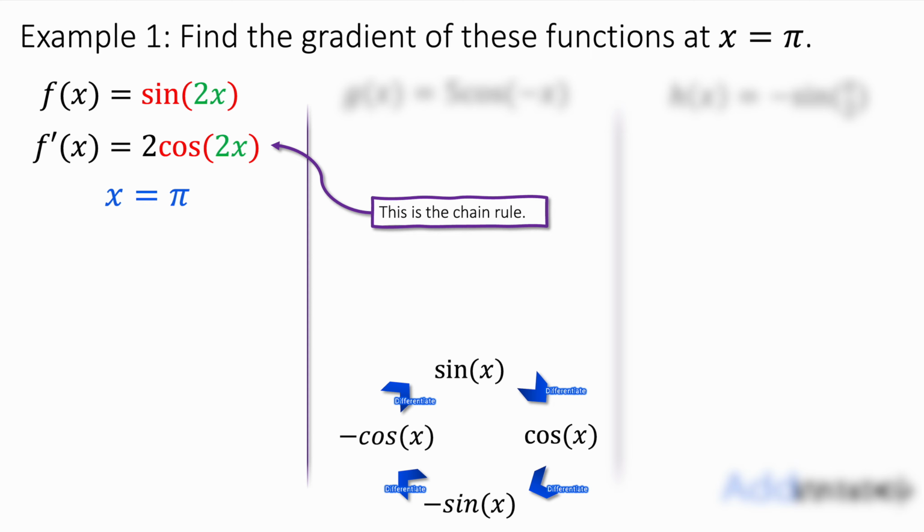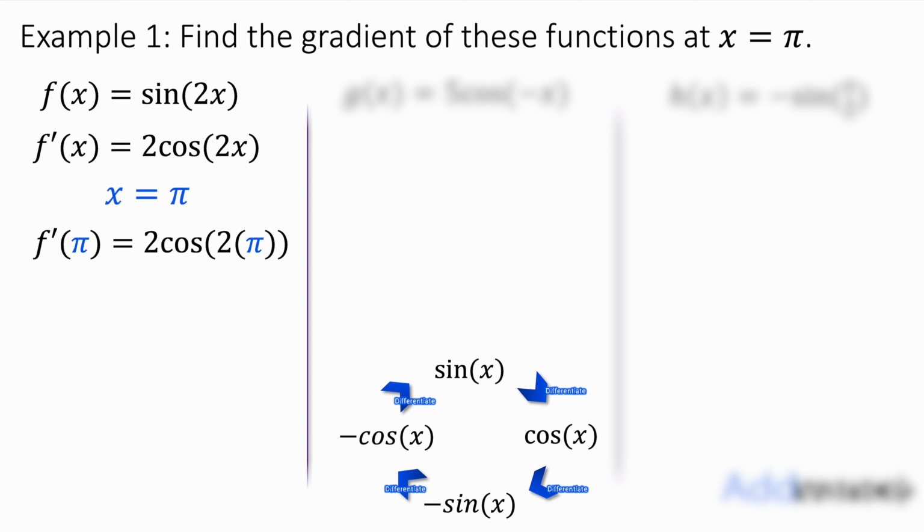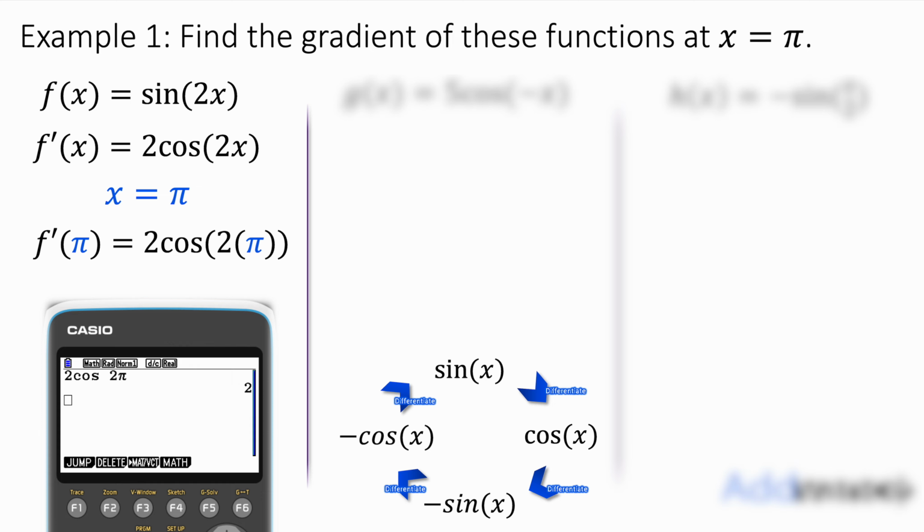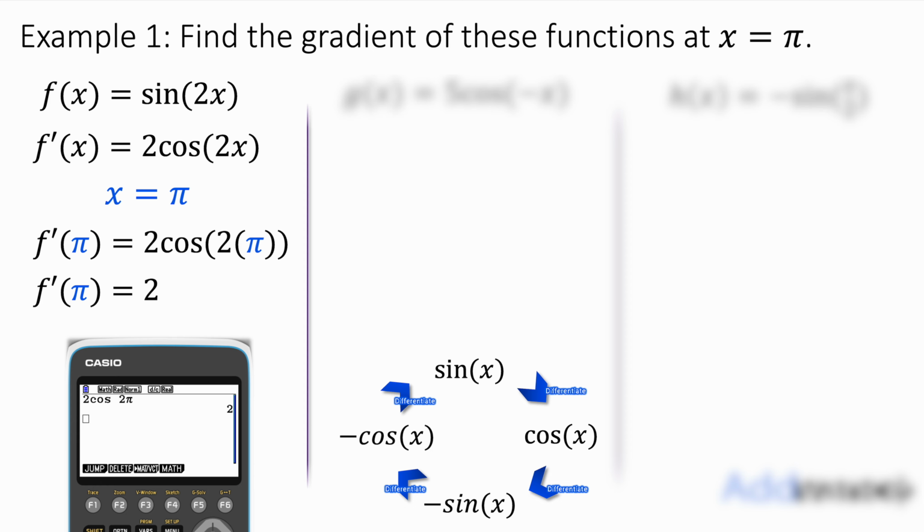Okay, so now we're going to substitute x equals pi into the expression. So f dash of pi is 2 cos of 2 pi. On your calculator, that gets you 2. So the gradient at x equals pi is 2.